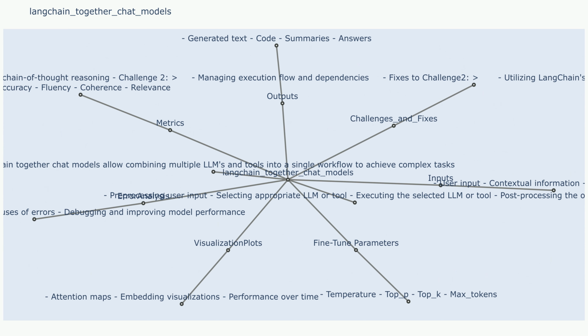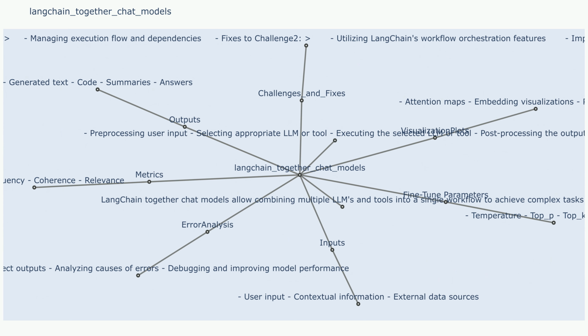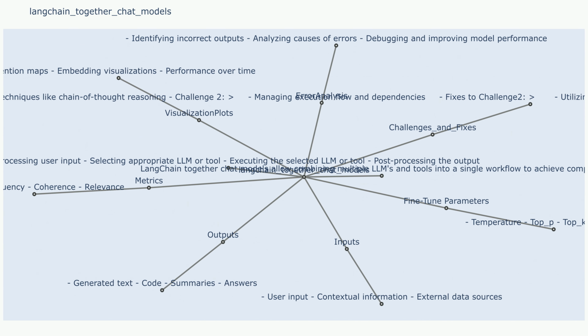Fine-tune parameters. Parameter 1: model weights, the weights associated with each chat model in the chain can be fine-tuned to adjust the relative importance of different models. Parameter 2: chain order, the order of the models in the chain can be adjusted to optimize the flow of information and ensure the most relevant model is used for each step.